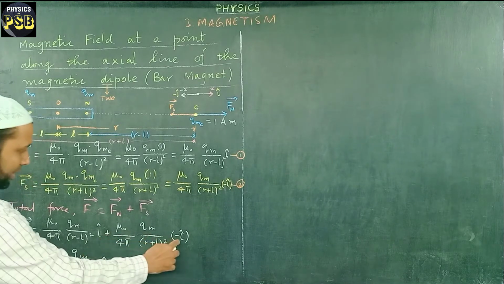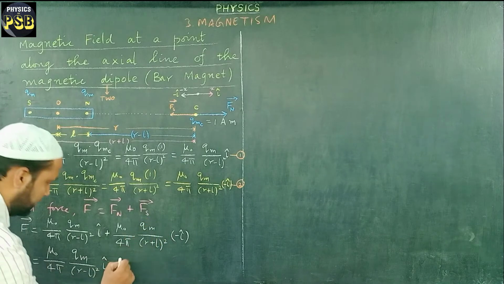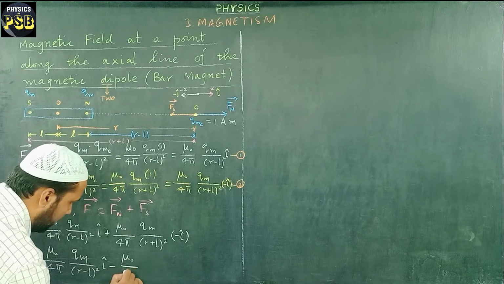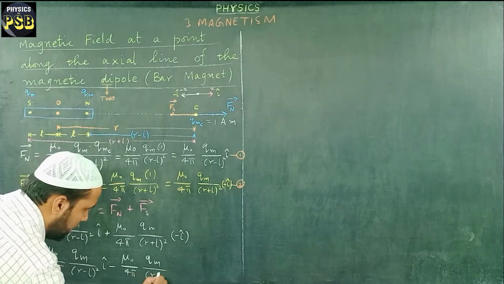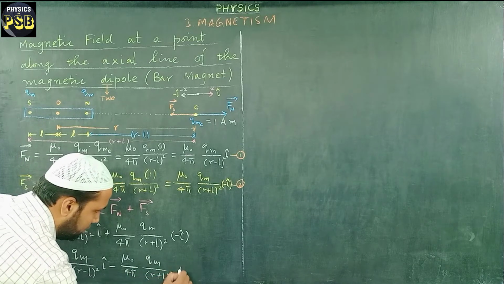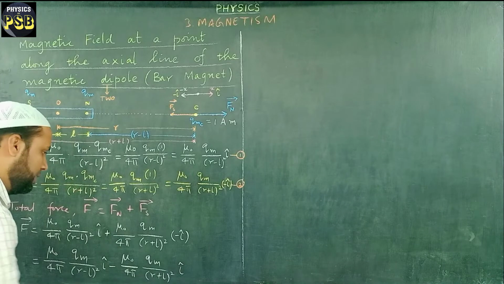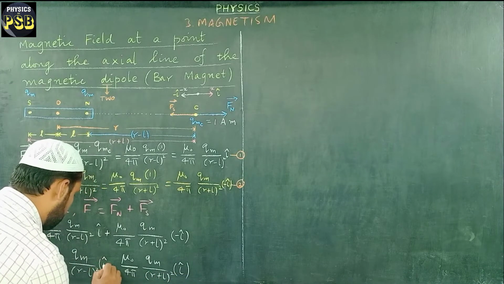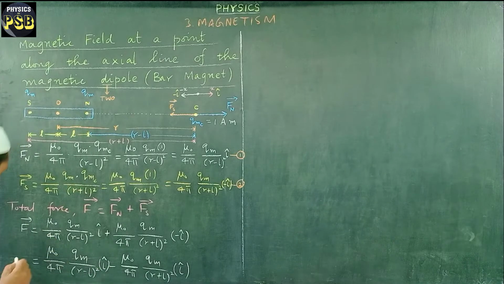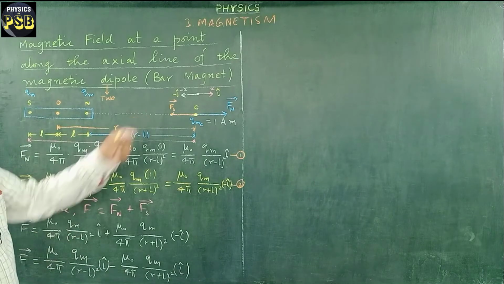Now plus into minus is minus. So minus is written here: mu naught upon 4 pi Qm upon R plus L whole square into i cap. Clear? Okay, this is the F vector. So here, the total force.